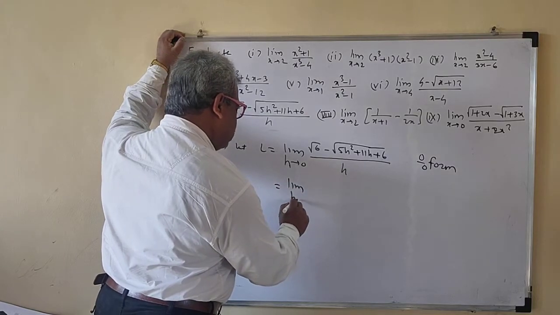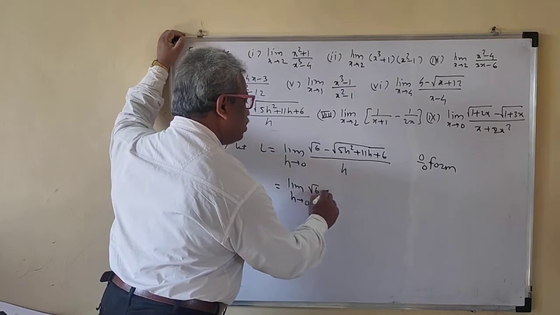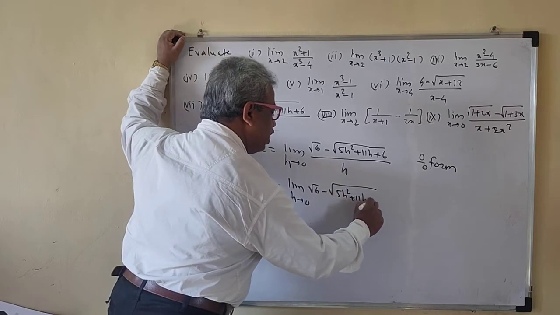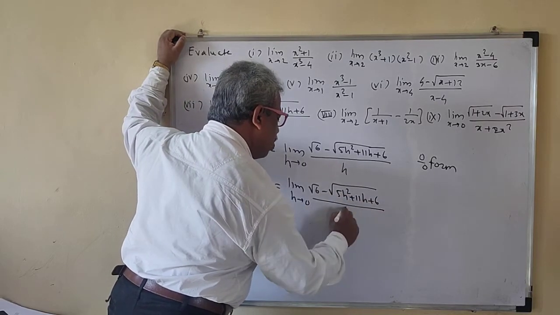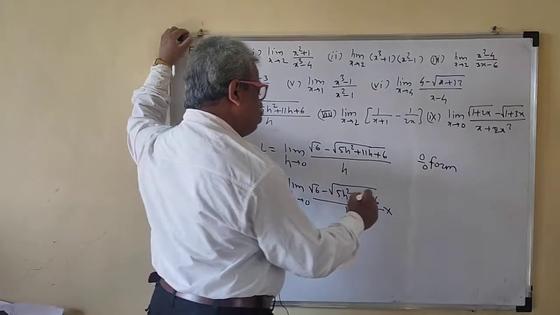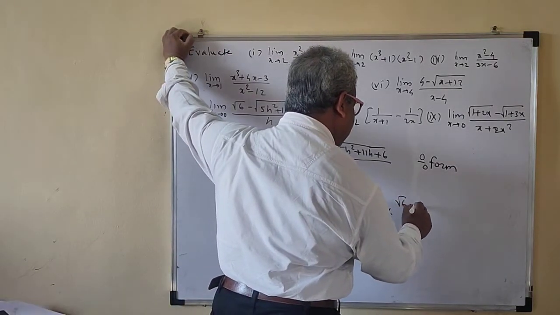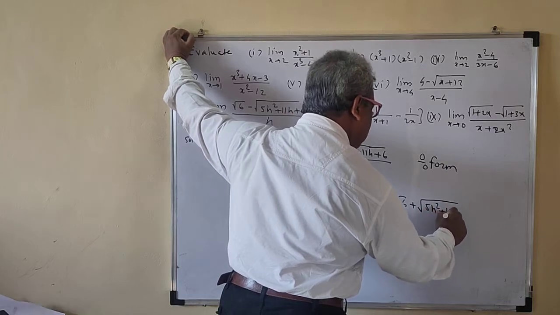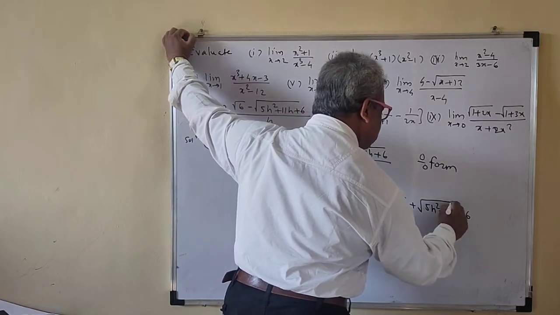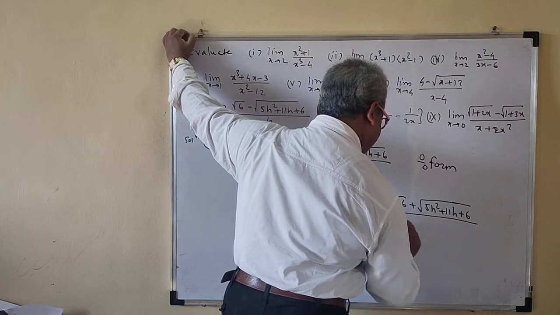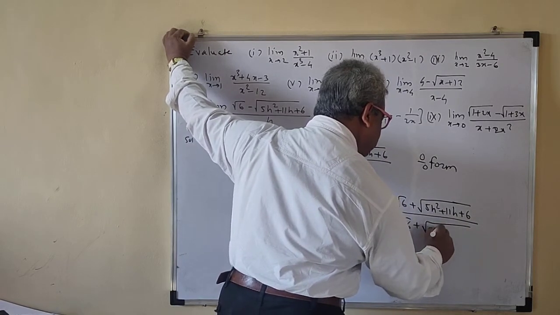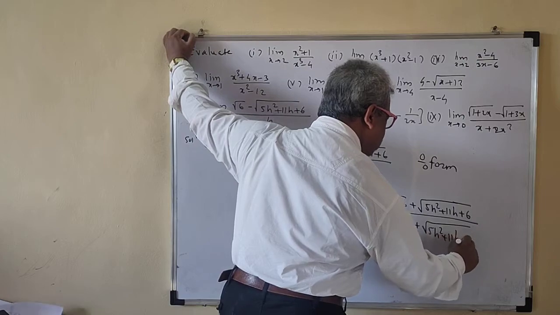So limit h tends to 0, root 6 minus root of 5h square plus 11h plus 6 upon h, into, we have to multiply and divide by the conjugate of this one, root 6 plus root of 5h square plus 11h plus 6 upon root 6 plus root of 5h square plus 11h plus 6.